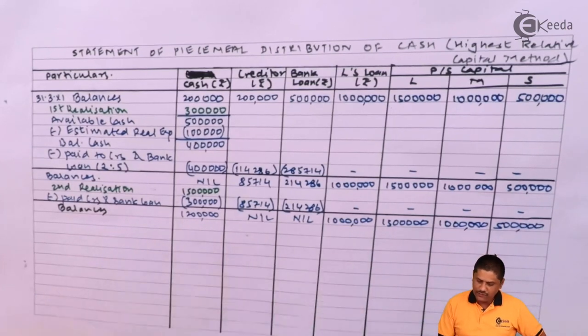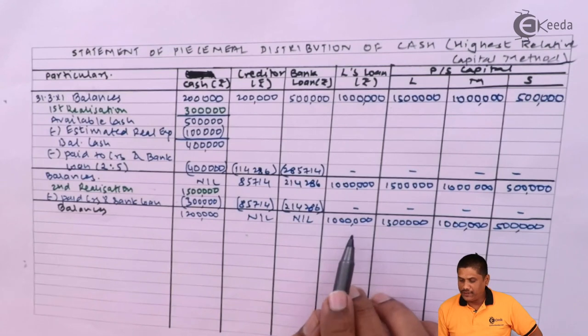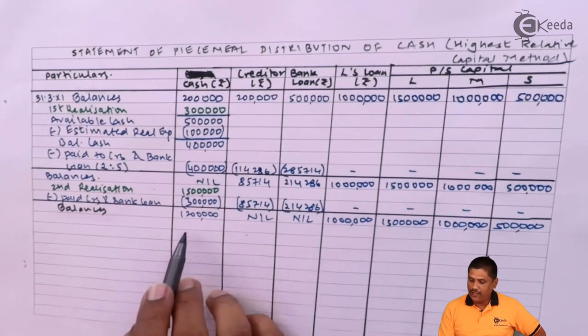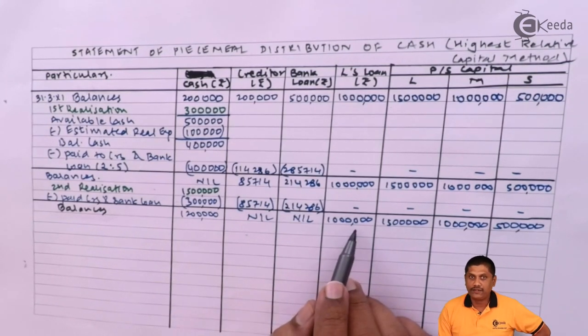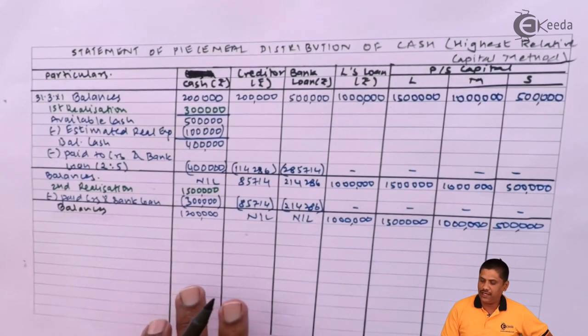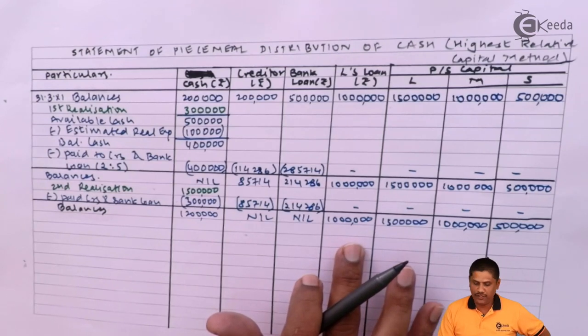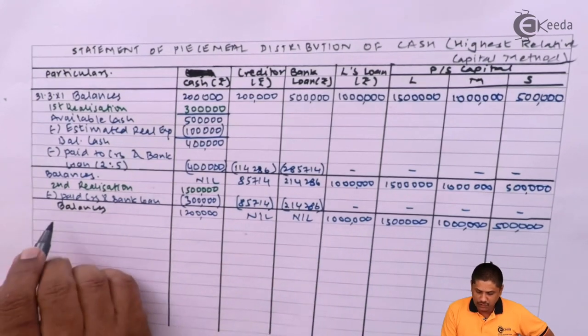Now still I have cash with me. So this 12 lakhs I need to pay for the partner's loan. How much amount of this 12 lakhs rupees do I need to pay firstly? Partner's loan, 10 lakhs. See, I am having 12 lakhs rupees with me. Can I pay the loan in full? Yes, of course I can pay the loan in full. So the loan is to be paid.